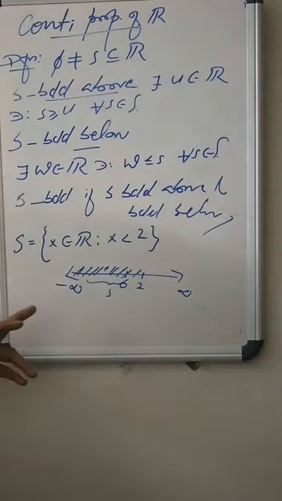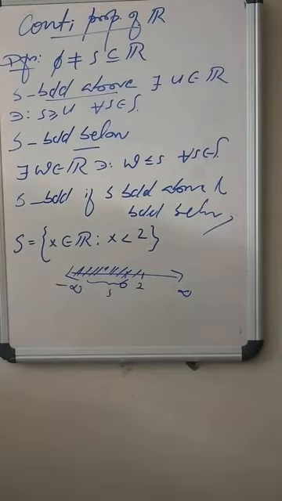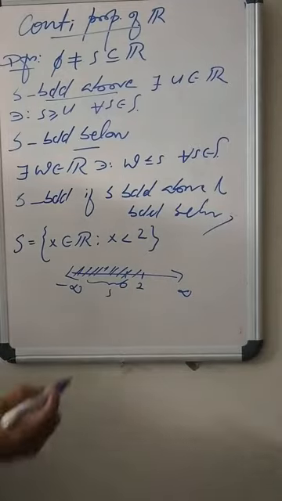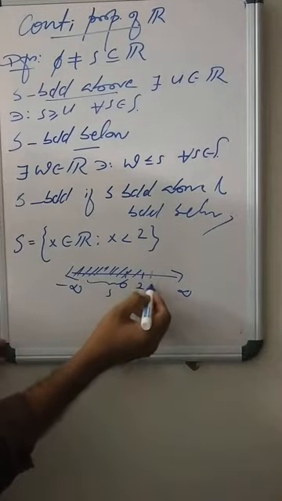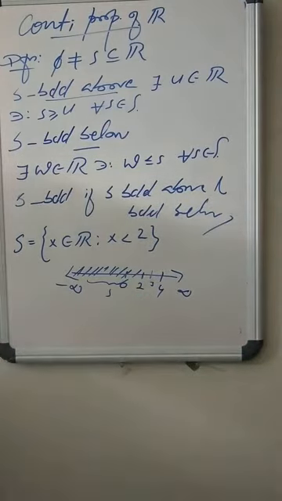Any number larger than 2 is called an upper bound of S. So 2 is an upper bound. If 3 is an upper bound, then 4 is an upper bound. So how many upper bounds are there? There are an infinite number of upper bounds.